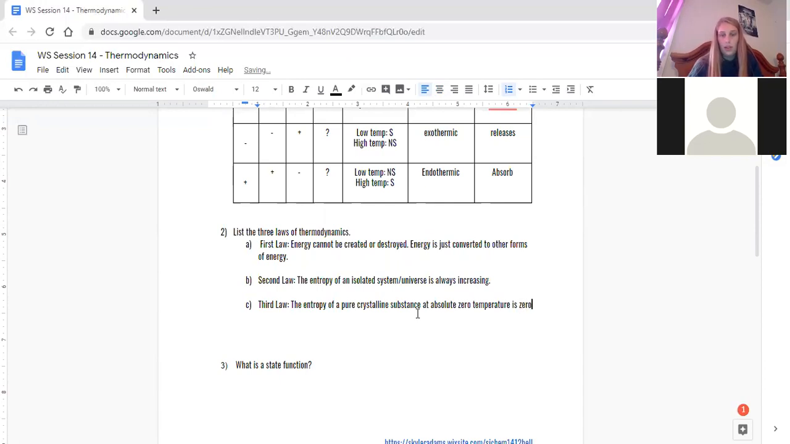So that's literally what absolute zero means. Absolute zero is 0 Kelvin. 0 Kelvin is what absolute zero is. And that's literally what it means, that there's no more movement of any kind. It just completely stops.